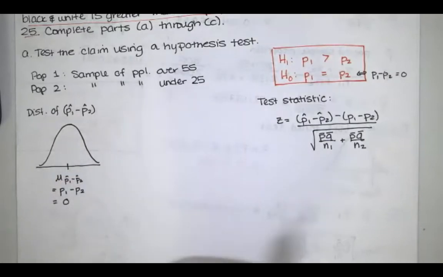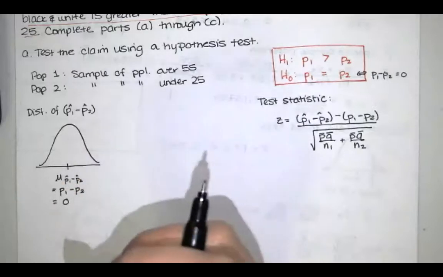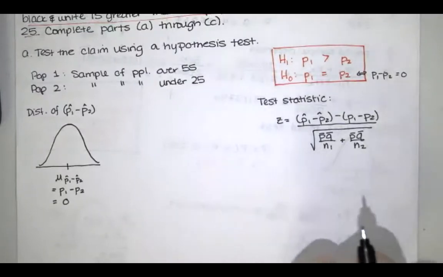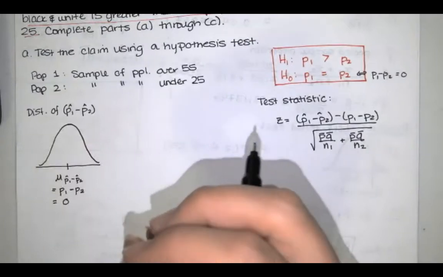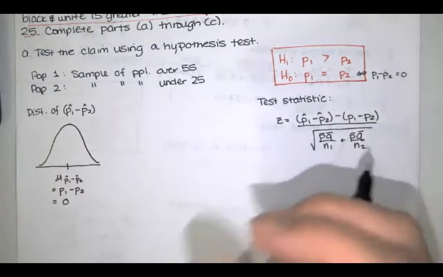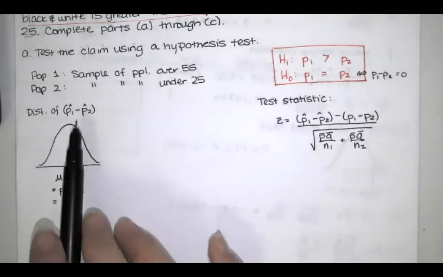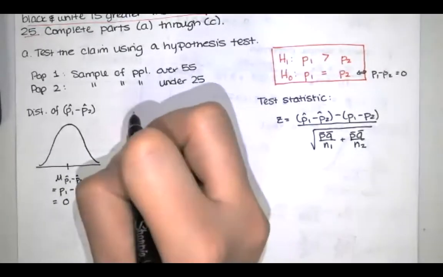How many standard deviations above the mean or below the mean is the value of P1 hat minus P2 hat from our samples, the two samples that we have? How many standard deviations above or below the mean is that value given that assumption? In order to figure that out, we're going to compute P1 hat and P2 hat and take their difference.